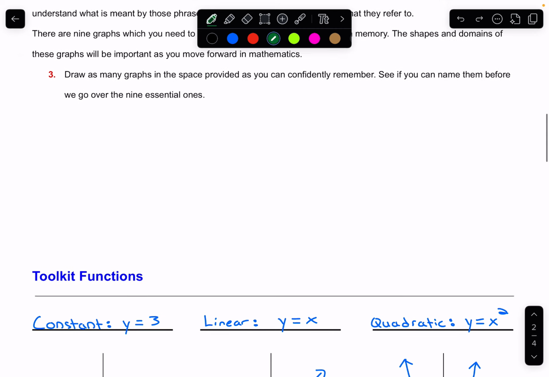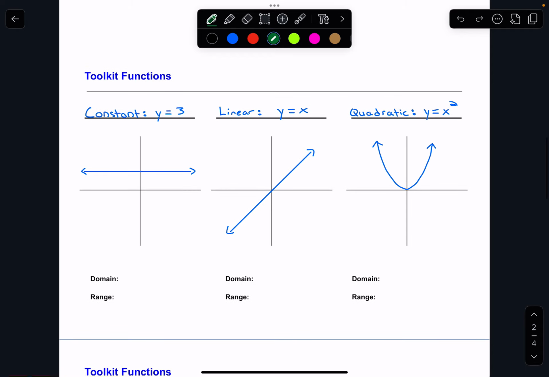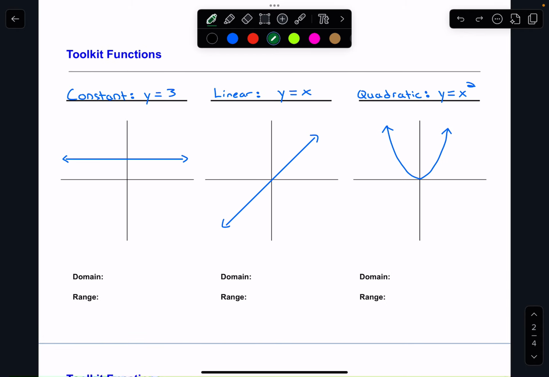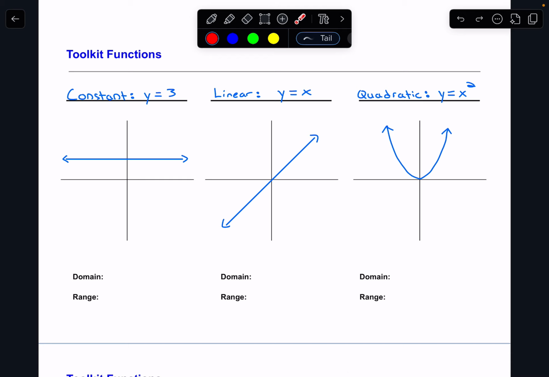All right, hopefully you paused and tried. So now here we go, one at a time. Notice I already have them drawn and named, and then what we're going to be doing is writing the domain and range for each of these. So what you need to do is copy down the pictures I have, copy down the names and the equations, because what your homework is going to ask you to do is label these graphs.